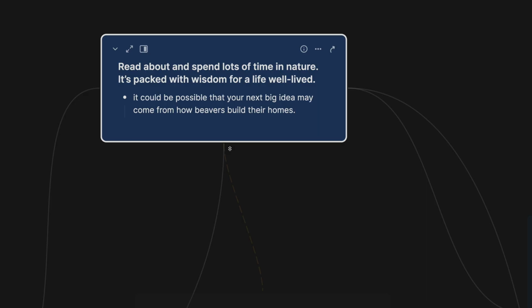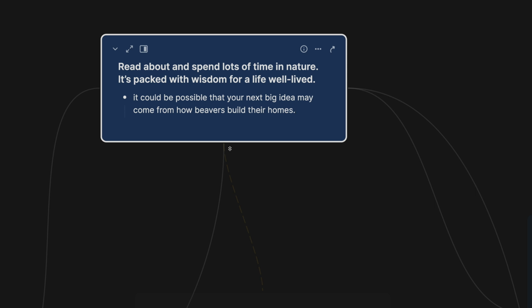It could be possible that your next big idea may come from how beavers build their homes. Right, we see it all the time where we look at other industries, and the problem that you've been trying to solve, or that industry is trying to solve, then just sparks an idea because they see something done in a different industry that they want to try in their own industry. So why is it any different for nature? Why is it any different for learning about animals and trees and all that?